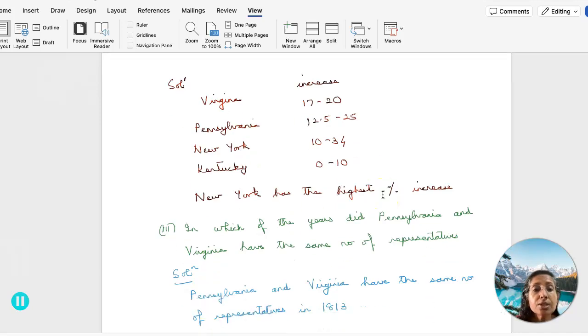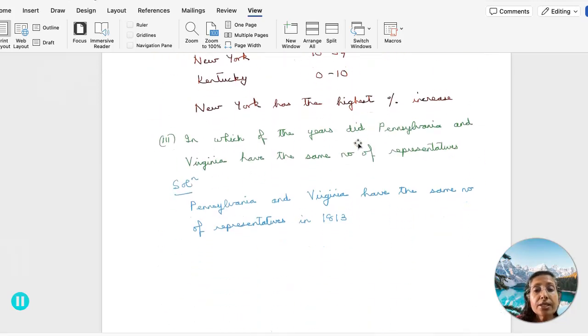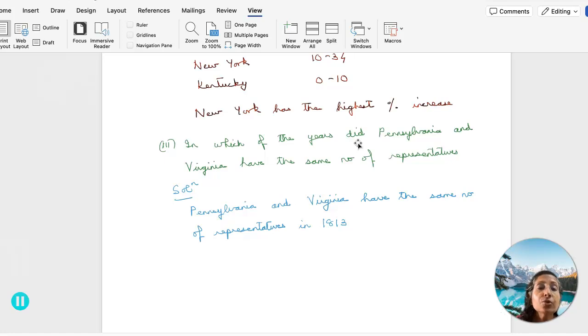The next question is, in which of the years did Pennsylvania and Virginia have the same number of representatives? If you look at the graph, Virginia and Pennsylvania have the same number of representatives in 1813. It's coinciding in 1813. So your answer is 1813. So we have seen a few questions on statistics and how to read a bar chart and a line graph. So thank you and stay tuned.